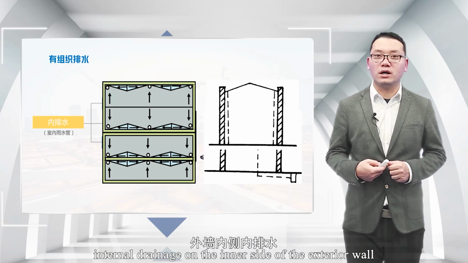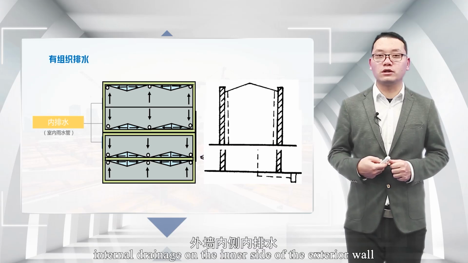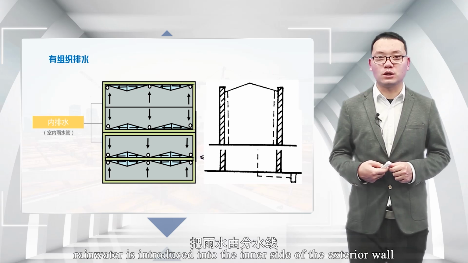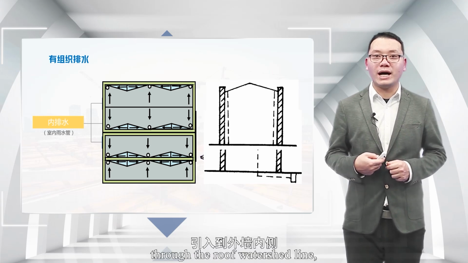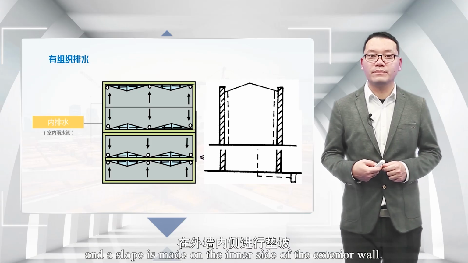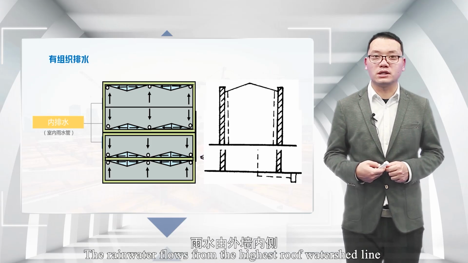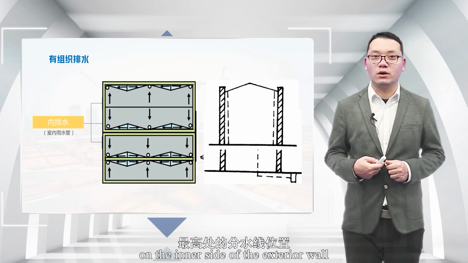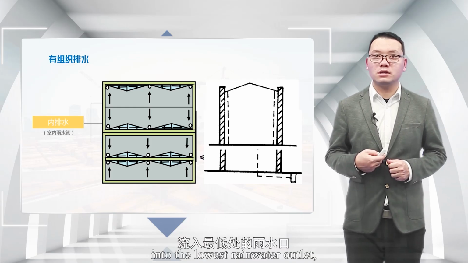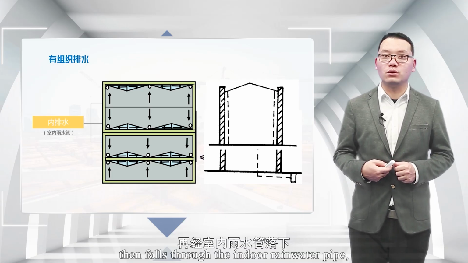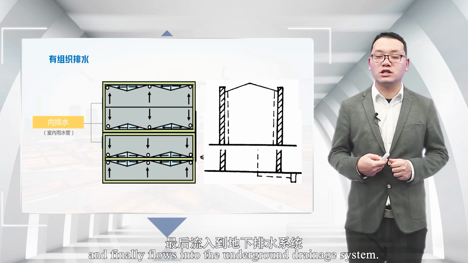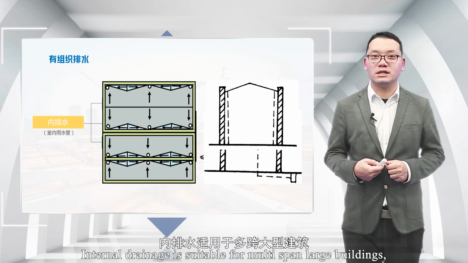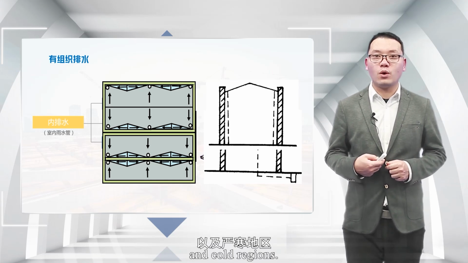The third type, internal drainage on the inner side of the exterior wall. Rainwater is introduced into the inner side of the exterior wall at the roof watershed line, and the slope is made on the inner side of the exterior wall. The rainwater flows from the highest roof watershed line on the inner side of the exterior wall into the lowest rainwater outlet, then falls through the indoor rainwater pipe, and finally flows into the underground drainage system. Internal drainage is suitable for multi-span large buildings, high-rise buildings, and cold regions.